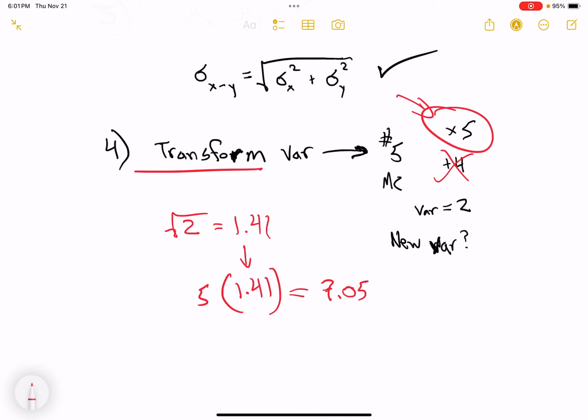Then, in order to go from this, which is a standard deviation, into a variance, I will square it once again. And what that will give me, of course, is 49.7, which is essentially 50, which I think is the answer choice you're supposed to pick.